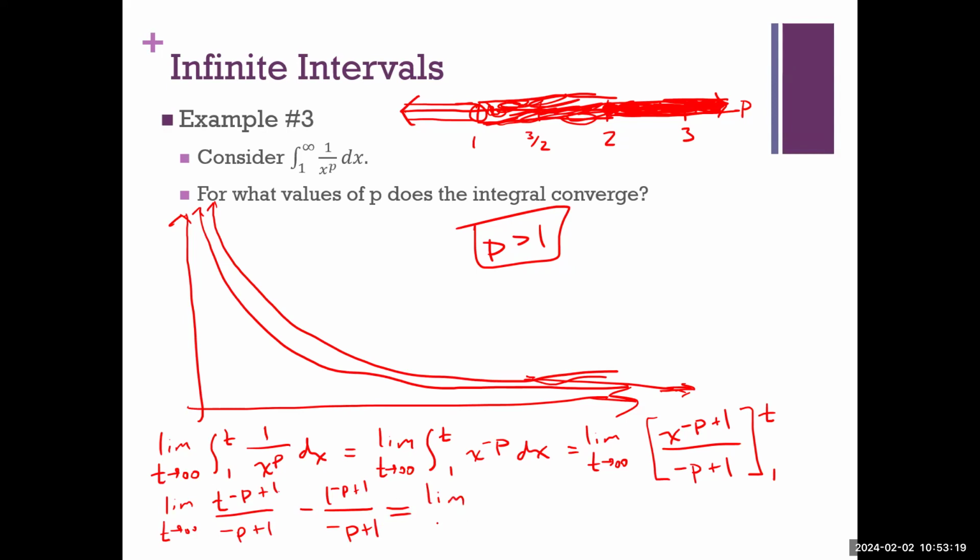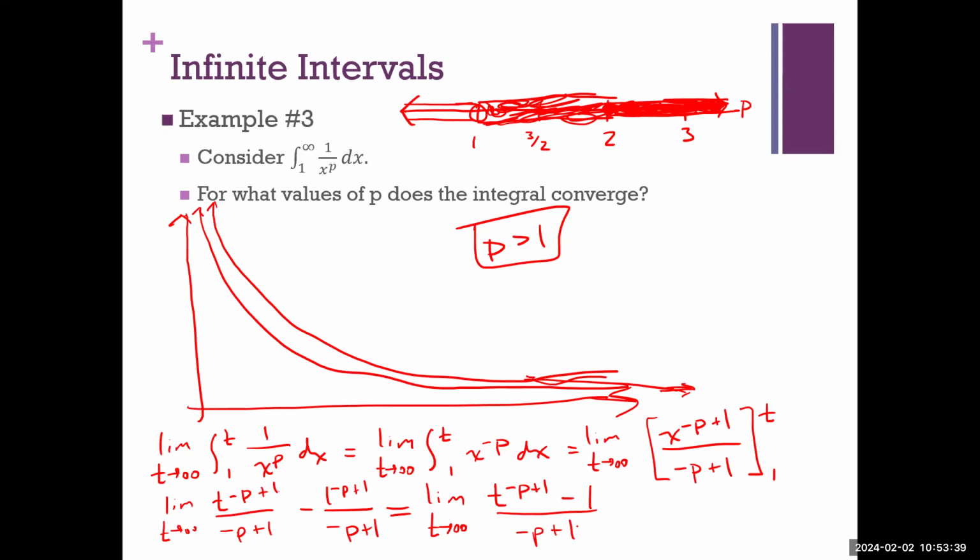What is 1 to the negative p plus 1? Yeah, 1 to the power of anything is 1. So what do I get here? t to the negative p plus 1, minus 1, over negative p plus 1.